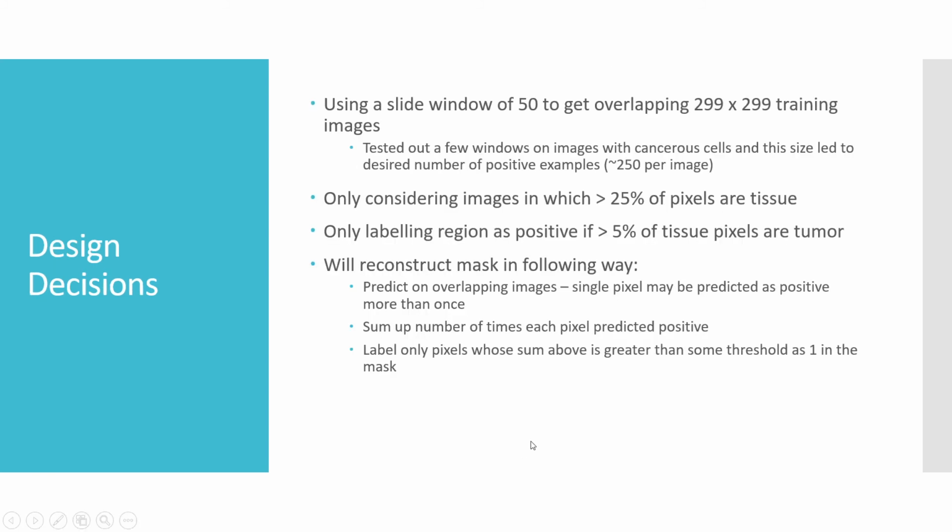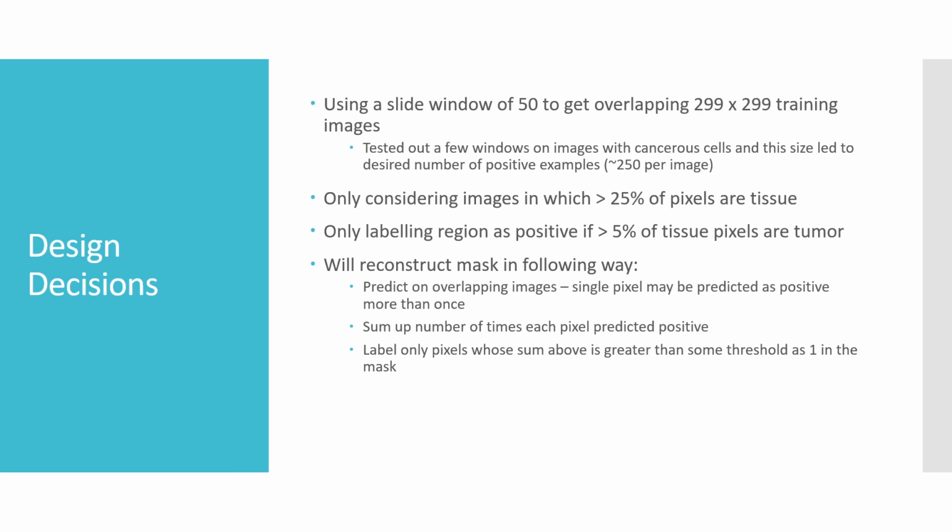So I made a few design decisions. I used a sliding window of 50 to get overlapping images. Basically, I used 50 because when I wanted to create my balanced data set, I wanted about 250 images from the positive and negative class for each .tif. And 50 is kind of what got me closest to this number for each image.